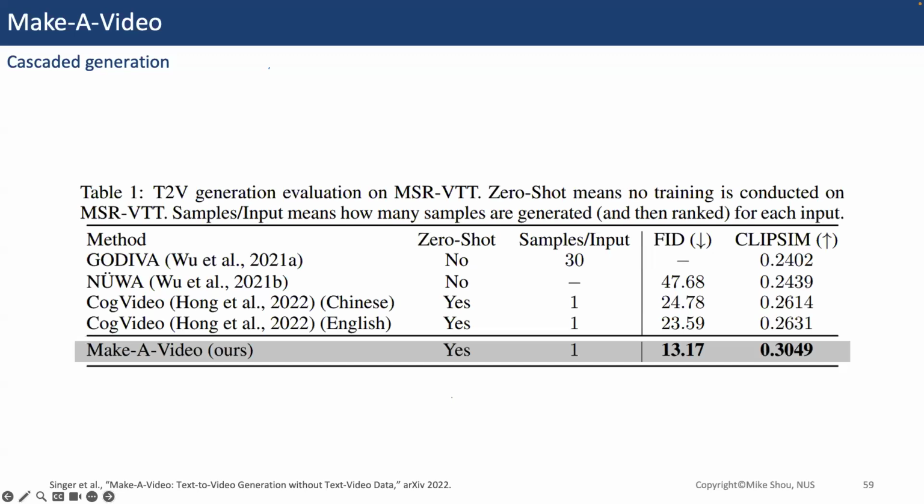So Make-A-Video uses several metrics to evaluate its performance. For example, the FID to measure the quality of generated video, and compared to previous models, Make-A-Video shows better performance on these metrics.